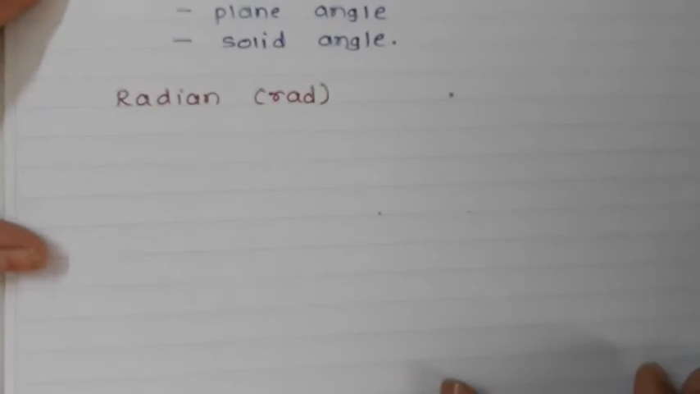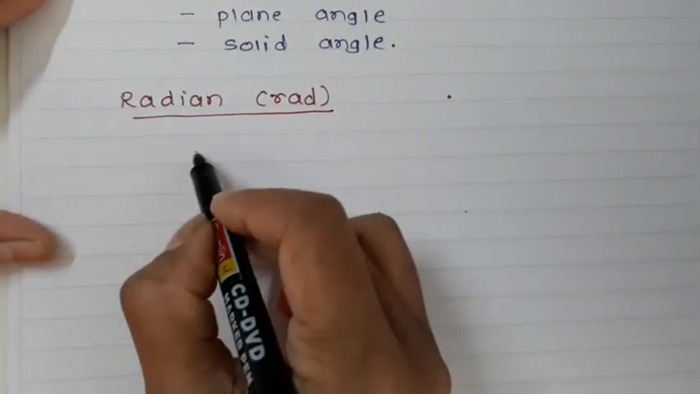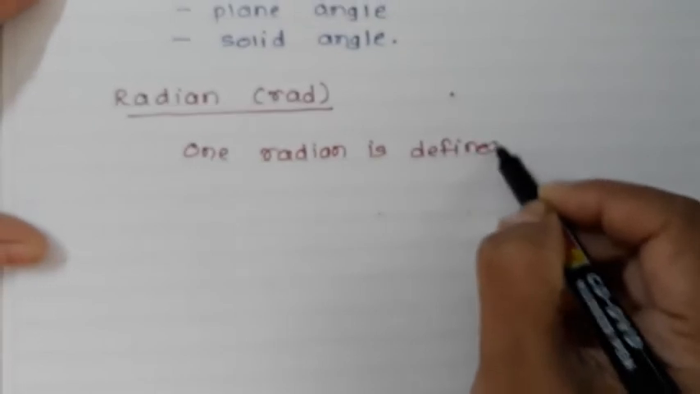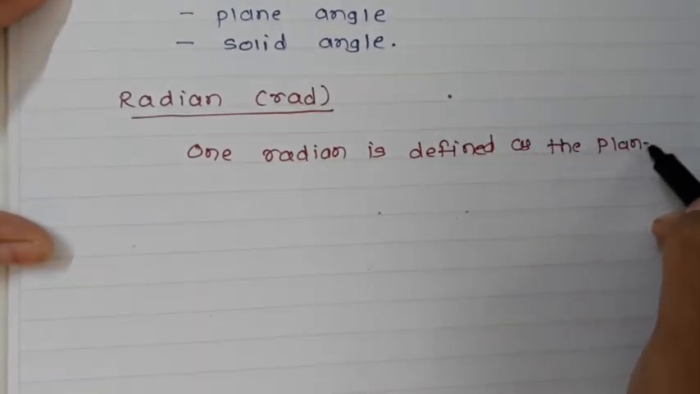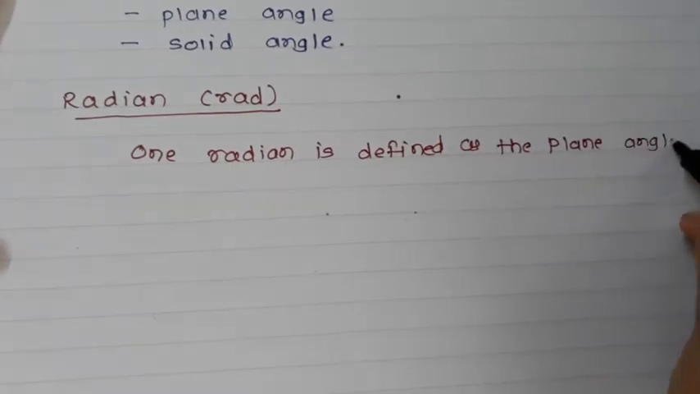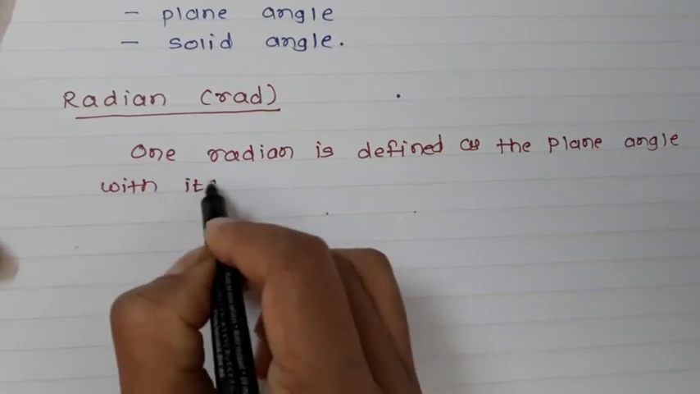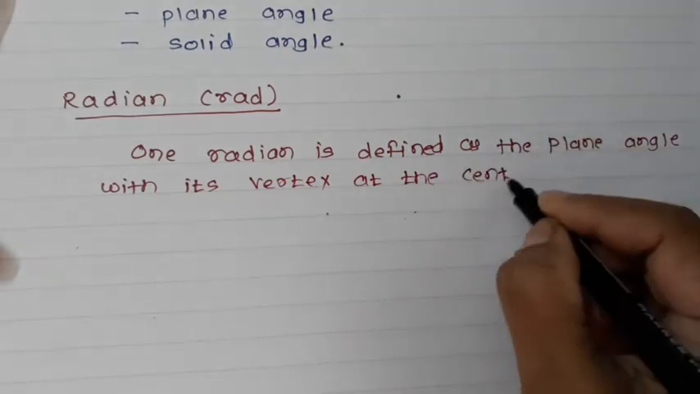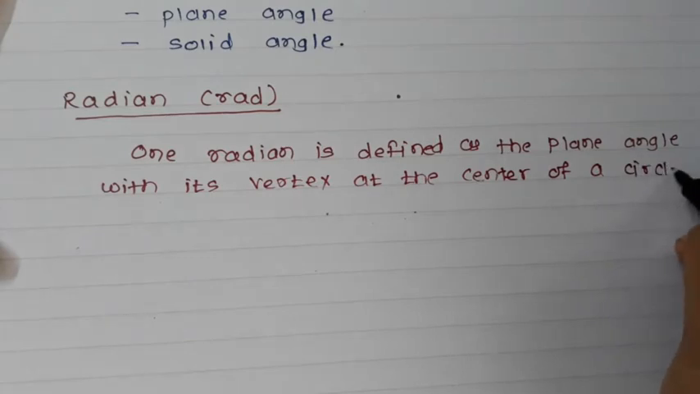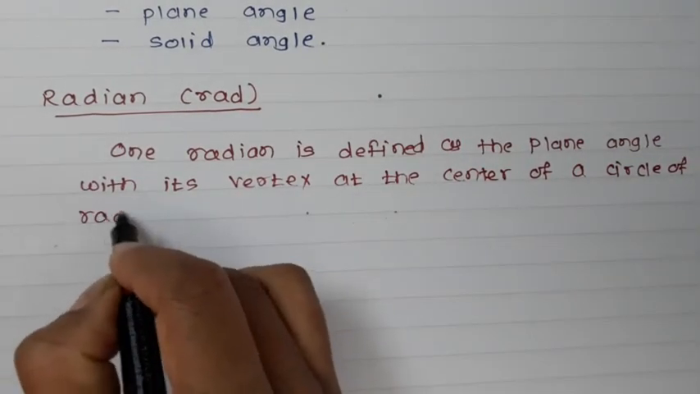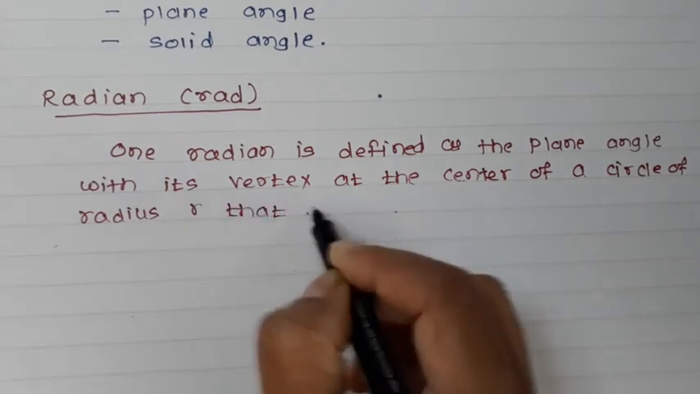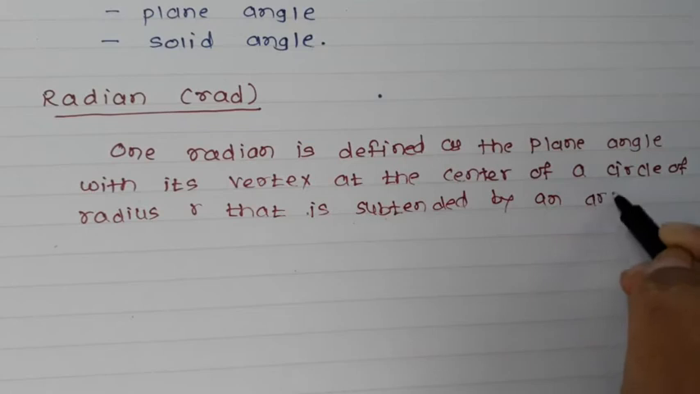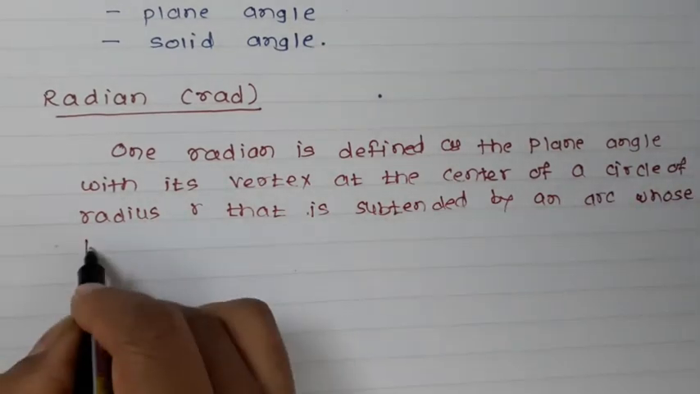Now if I want to define 1 radian, I can say 1 radian is defined as the plane angle with its vertex at the center of a circle of radius r that is subtended by an arc whose length is r.